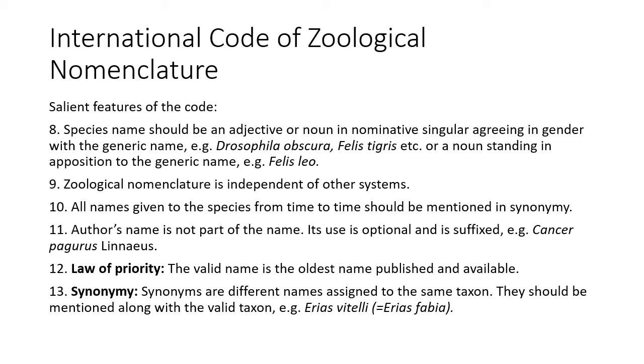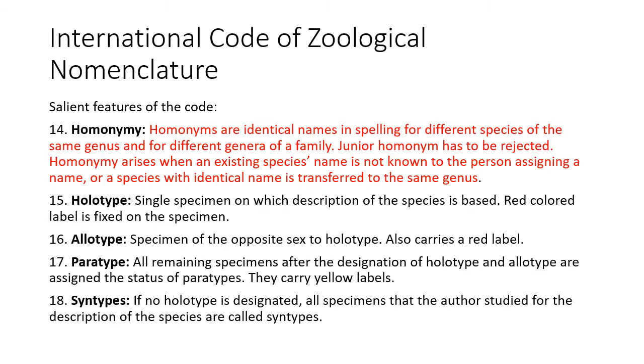Author's name is not part of the name, its use is optional and is suffixed. So if Linnaeus named this Cancer pagarius, it's not important that we always write Linnaeus. Then law of priority means that the valid name is the oldest one that is published and available, unless of course it is wrong for some reason. So homonyms are identical names in spelling for different species of the same genus and for different genera of a family. So for example, platypus is also used for, I think, a bark beetle, and then we have the platypus mammals. And the norm is that the senior one, the one that was named earlier, has to be kept, and the junior one has to be rejected or phased out and replaced.